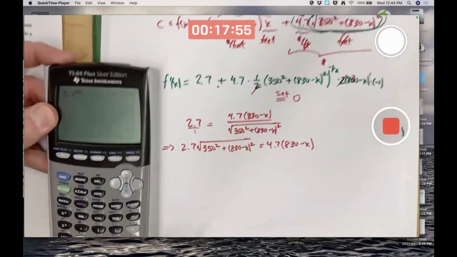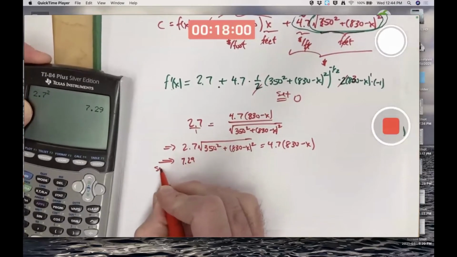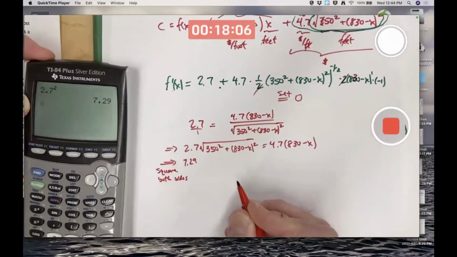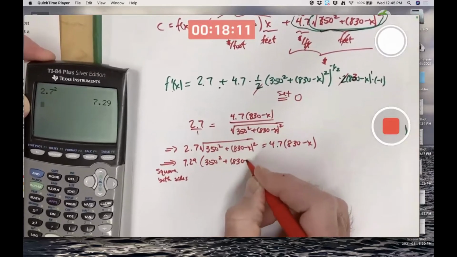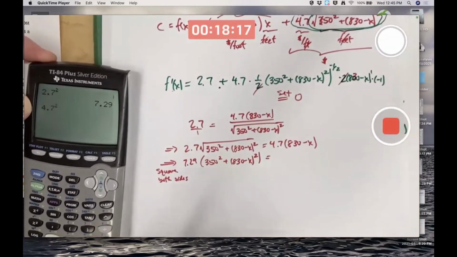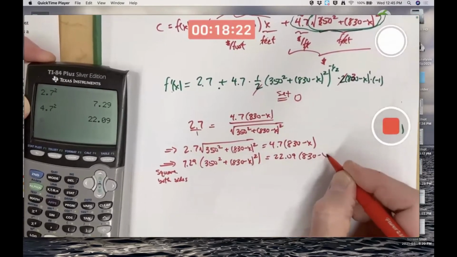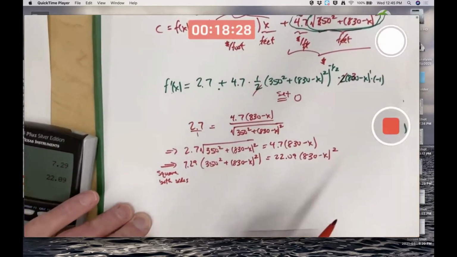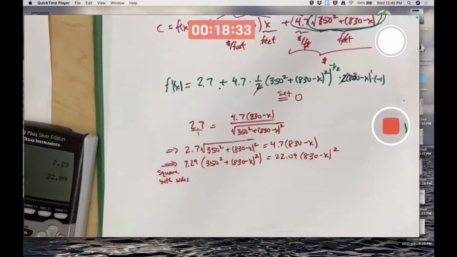2.7 squared, 7.29. So I'm squaring both sides. The square root goes away. 4.7 squared is 22.09. And I get an 830 minus x quantity squared. And yeah, this is part of the reason it's good to just leave it like that and not expand it out, because now I have an 830 minus x quantity squared on both sides. I don't have to try to expand it out and use the quadratic formula.